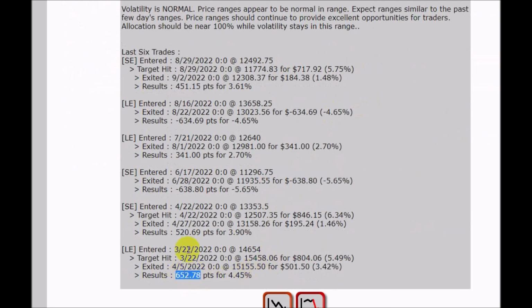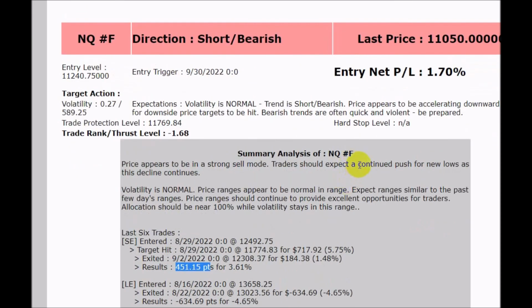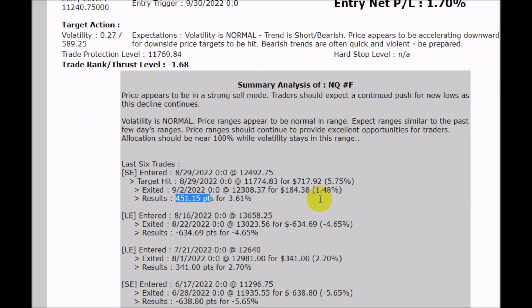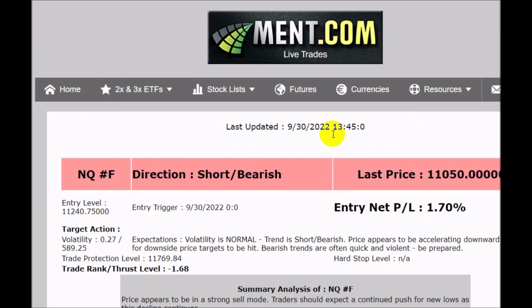652 points, 520, minus 638, 341, minus 634, 451. This is a daily swing trading system on the Nasdaq, is what it's doing. So it's going to be catching some very big moves on the Nasdaq, not these little 2, 3, 20, 30 points. It's going to be catching multiple 100-point moves.